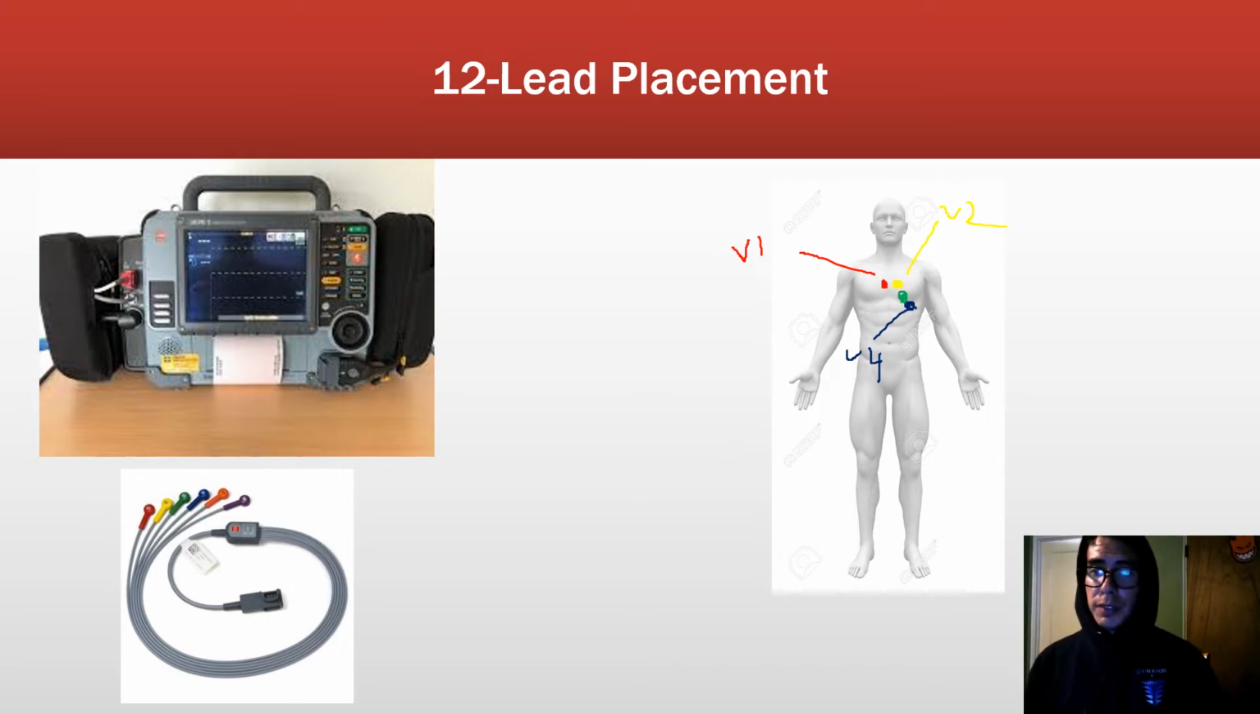Then we're going to skip V5 and go to V6, and V6 is going to go 5th intercostal space, mid-axillary line. So basically right where the armpit is in the middle, straight down on the 5th intercostal space for V6, and V6 is purple. So that'd be like all the way over there, kind of hard to see at that angle.